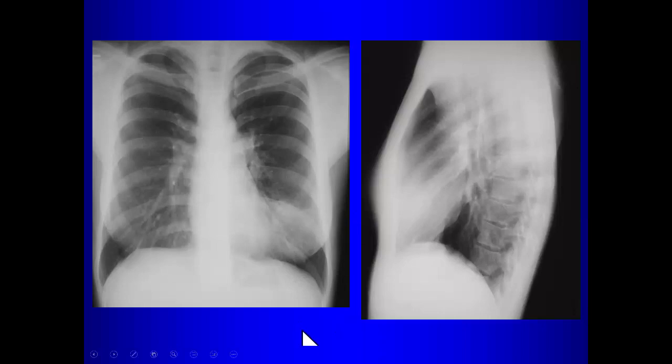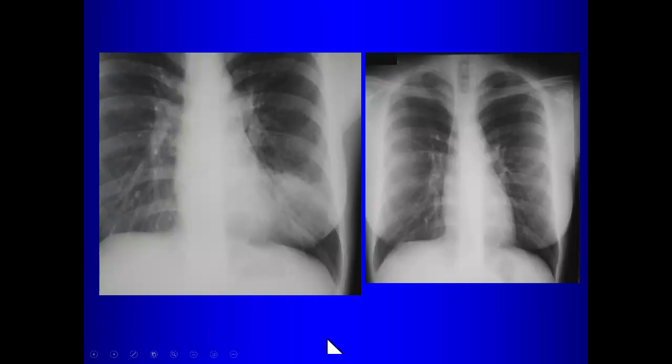There's no minor fissure on the left side, but the lingula is analogous to the right middle lobe. So if the right heart border is obscured, we think of pneumonia in the right middle lobe. If the left heart border is obscured, we can say the pneumonia is in the lingula. So this is the patient without pneumonia. That's what the left heart border should look like. And this is the patient with pneumonia, obscuring the left heart border. So this pneumonia is in the lingula.